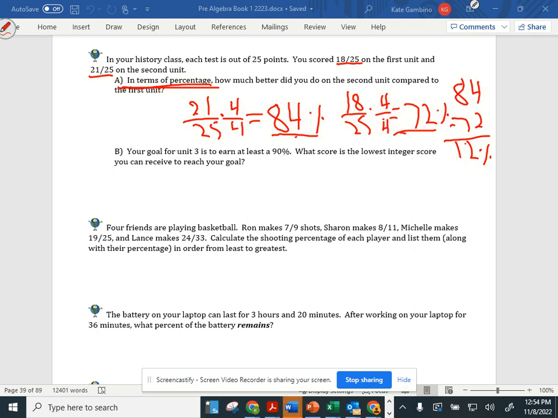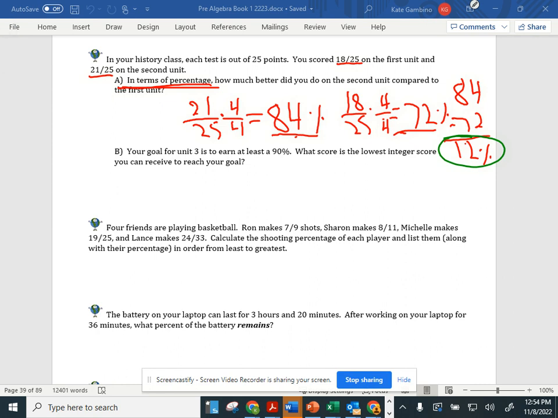And then it said, how much better did you do on the second test? Well, to figure out that difference between the first test and the second test, we had to subtract. So 84% minus 72% gave us that 12%.